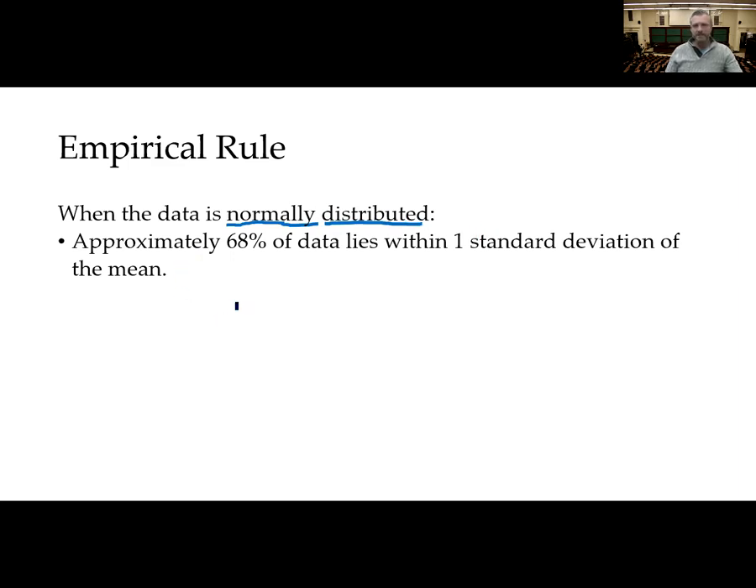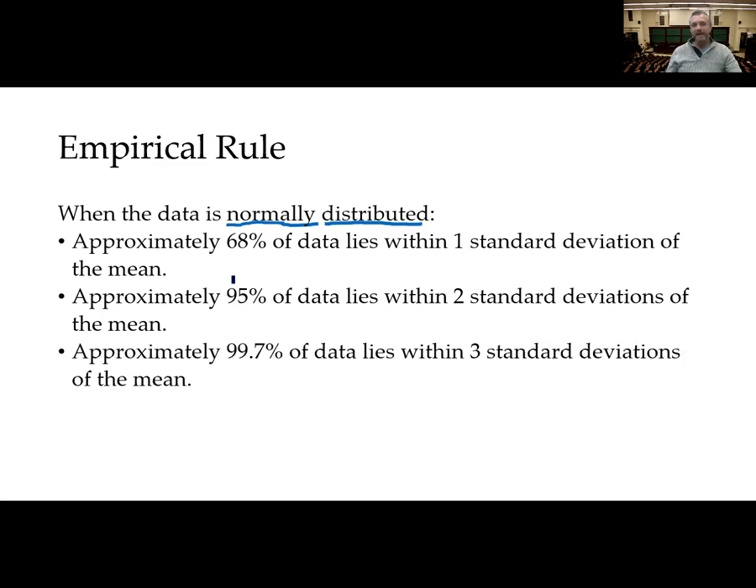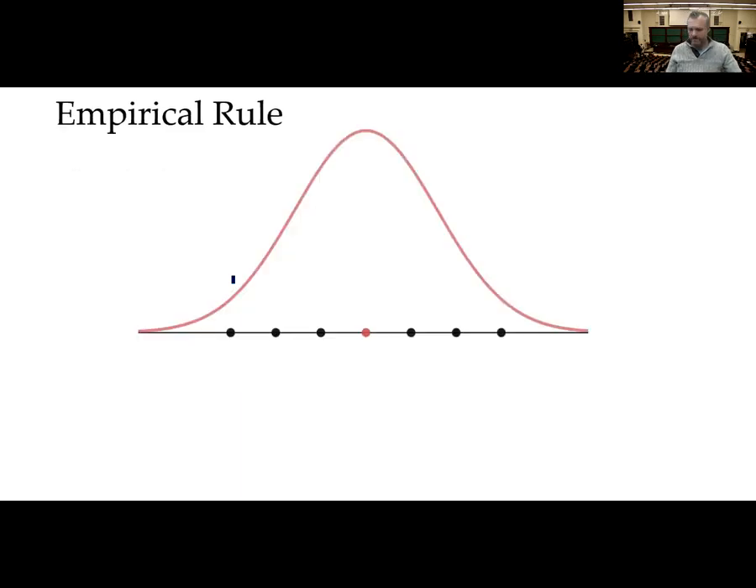But if we do, then the following is true. About 68% of the values lie within one standard deviation of the mean. 95% within two standard deviations, and 99.7% within three standard deviations of the mean. So you can see how the standard deviation gives us something to count by as we move out from the mean. And the more we move out, the more values we capture.